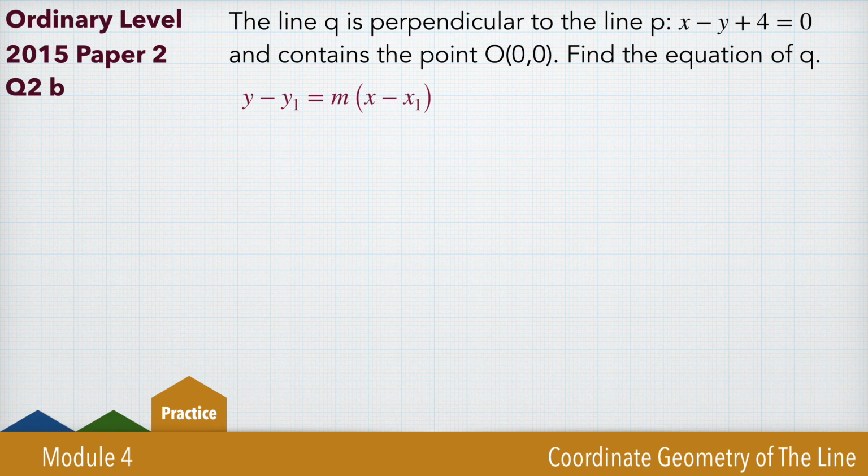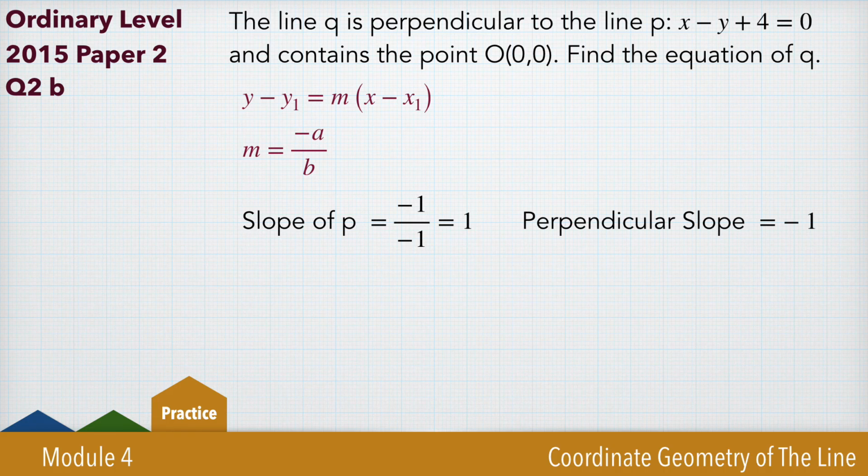Using the slope formula minus a over b, the slope of P is 1. The negative reciprocal of 1 is minus 1. Therefore, the slope of line Q is minus 1. We are now ready to substitute our found slope and the origin point into the equation of the line formula. Simplifying gives us y equals minus 1x. Rearranging gives us the equation of Q as x plus y equals 0.